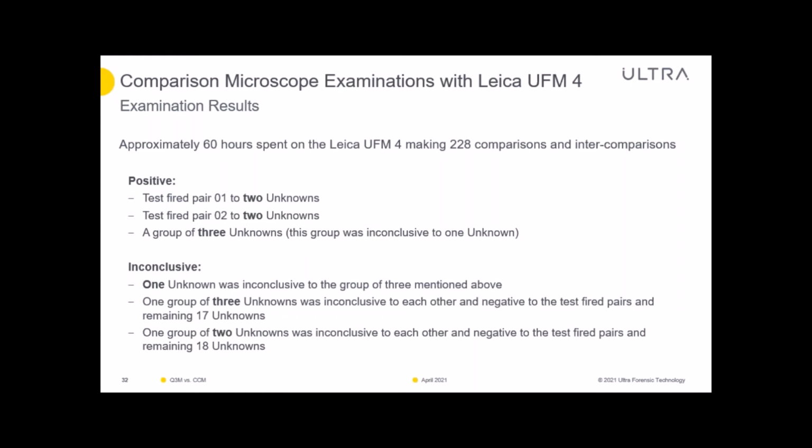My inconclusive results were, obviously, the one that I just mentioned, the 1 to the 3 unknowns. And then I had one group of 3 unknowns that was inconclusive to each other, and negative to the test-fire pairs and the remaining 17 unknowns. And I had another group of 2 unknowns that was inconclusive to each other, and negative to the test-fire pairs and the remaining 18 unknowns.